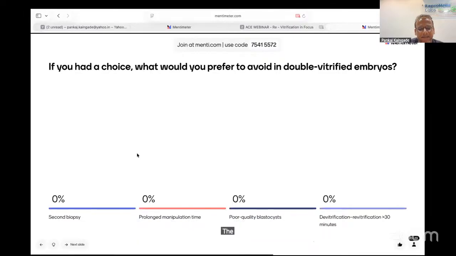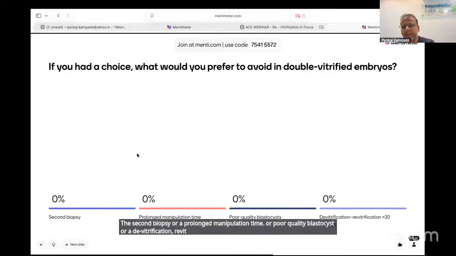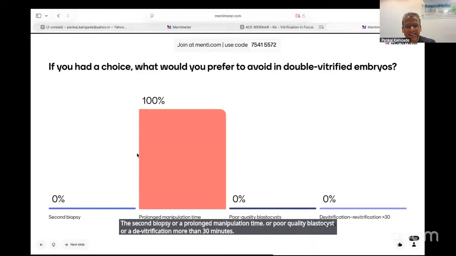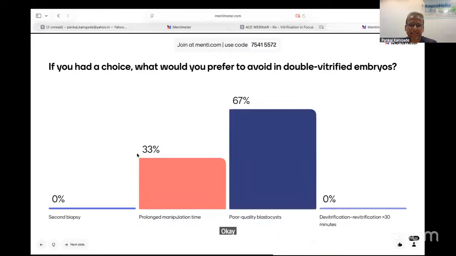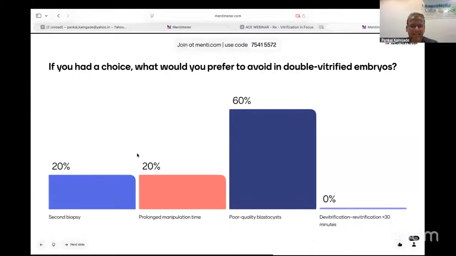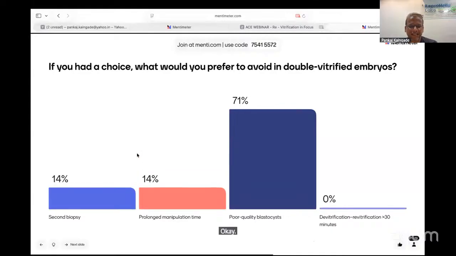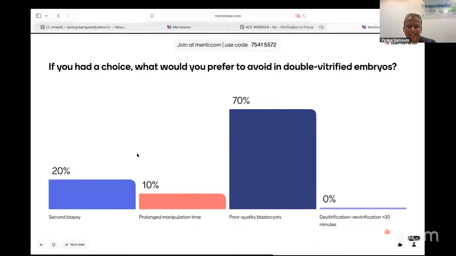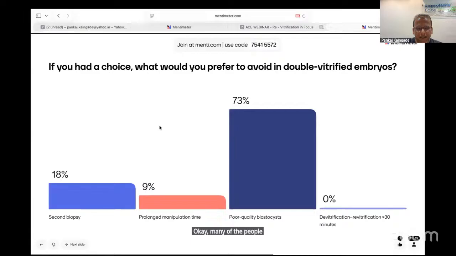The next one: if you had a choice, what would you prefer to avoid in double vitrified embryos? The second biopsy, prolonged manipulation time, a poor quality blastocyst, or a devitrification and revitrification more than 30 minutes? Many of the people have voted for poor quality blastocyst. We'll move to the next.